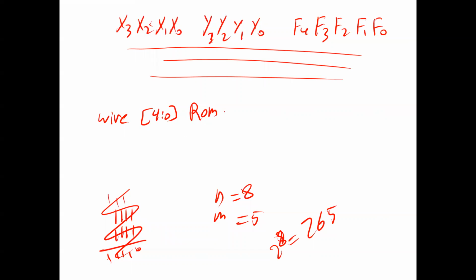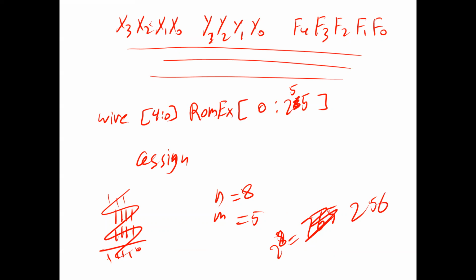This is ROM. Let's use the same name that they did, so this is ROM X. And then what do I need to put here? 256. So 0 to 255. Now you have to fill this ROM using assign statements.